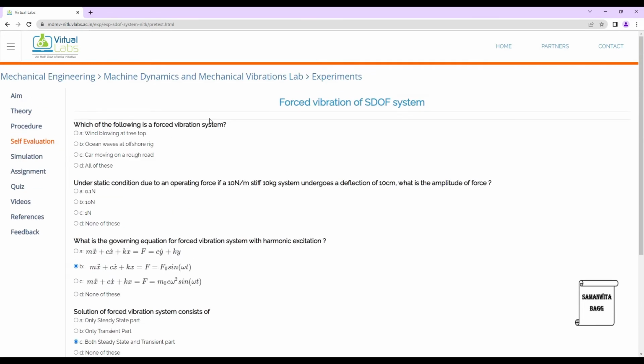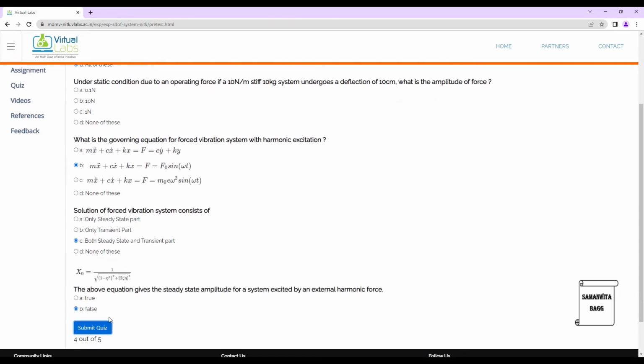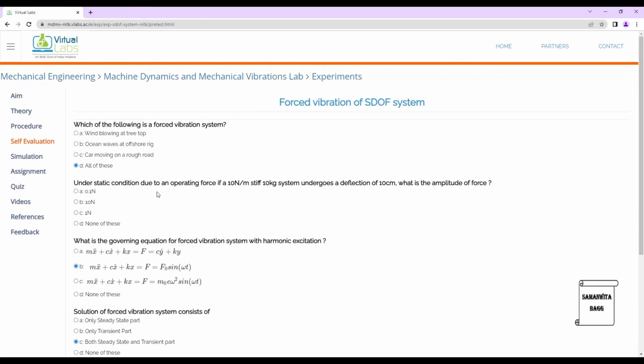Which of the following is the forced vibration system? Wind blowing at treetop, ocean waves at offshore rig, car moving on a rough road. I think all of these are the answer. That's the correct one. And last one is here.